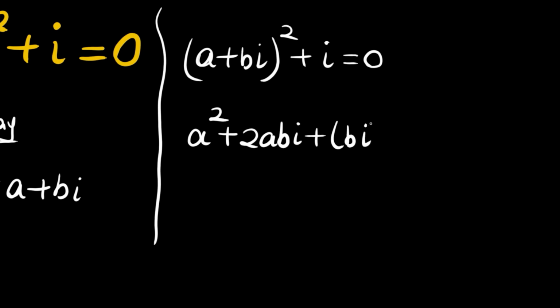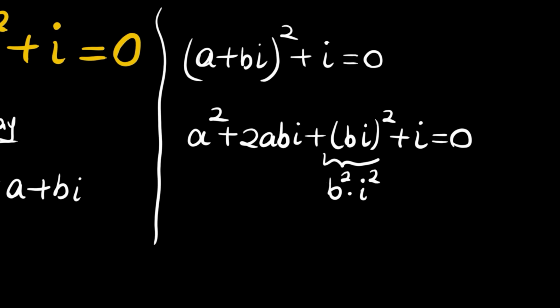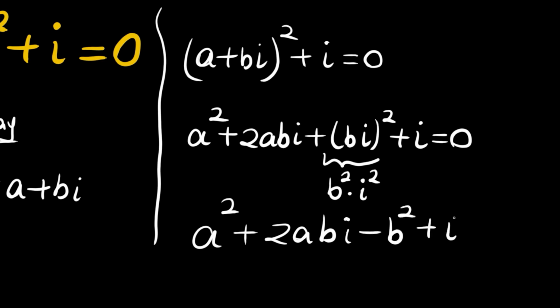Let's write first, plus i is equal to 0. And my friends, this part is b squared times i squared, and i squared is equal to -1 by definition. So we have a squared minus 2ab plus 2abi minus b squared plus i is equal to 0.